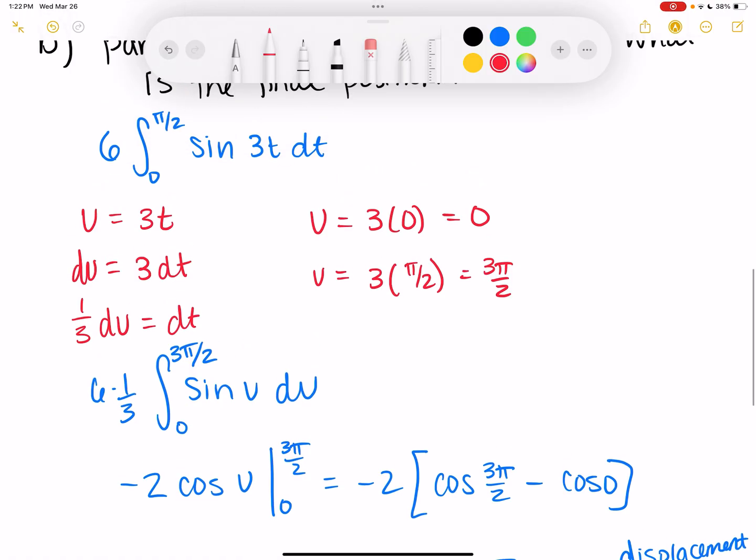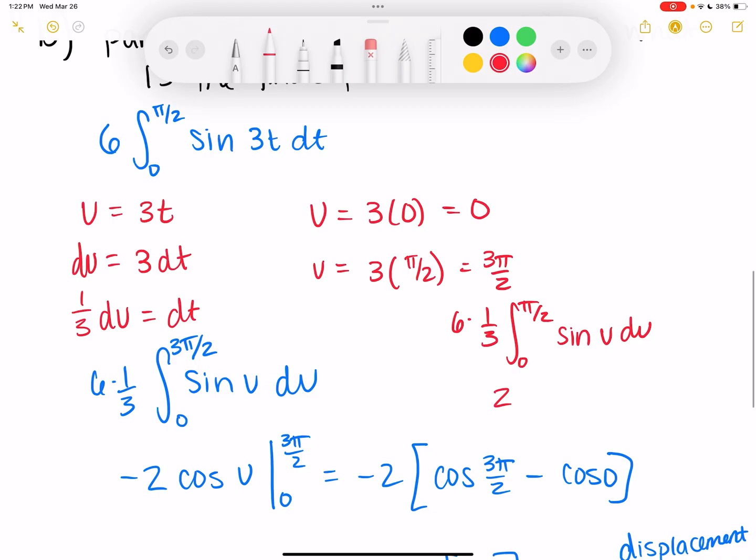Yeah, so I could have instead done basically 6 times 1/3 times the integral from 0 to pi over 2 of the sine of u du, and then gotten down to negative 2 cosine of u, and then changed that into negative 2 cosine of 3t, and then kept going. This was just a different way that we had done way back when, that I was doing more as a refresher, but either way, we'll give you the same answer.